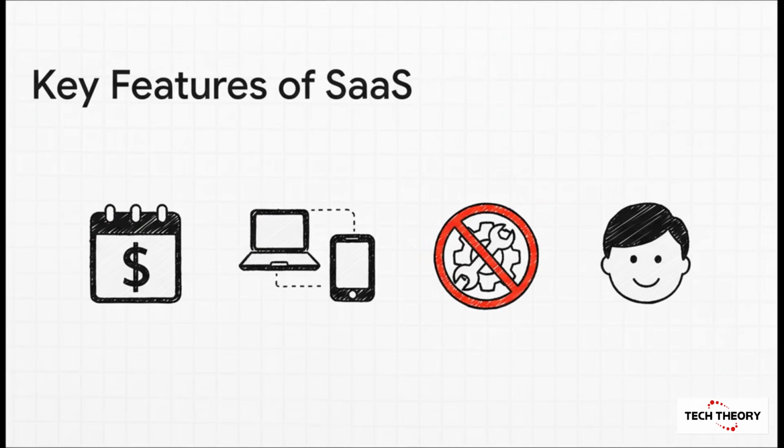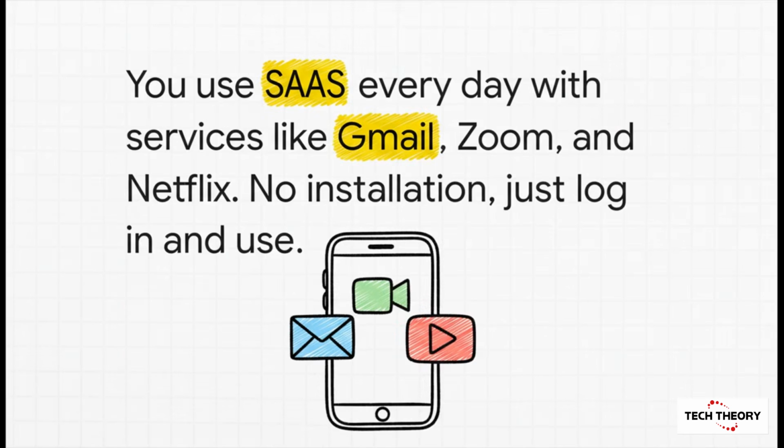So, what are the key features here? Well, it's all about convenience. It's usually a subscription. You can access it from any device, and you never, ever have to worry about updates or maintenance. It's designed for end users. That's us. It just works. And the examples? Oh yeah. You know these. Think Gmail, Zoom, or Netflix. Every time you check your email or binge watch a show, you are using a SaaS application. You're getting all the benefits of powerful software without any of the hassle.